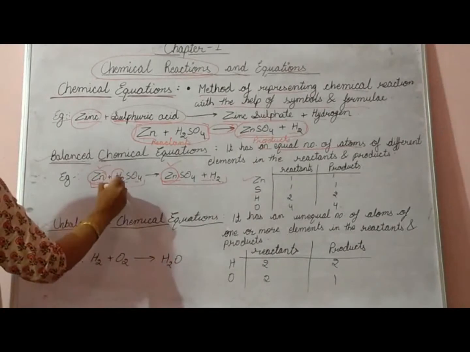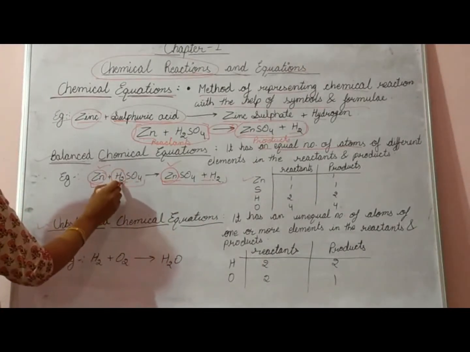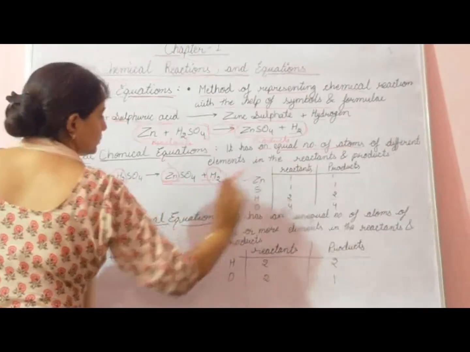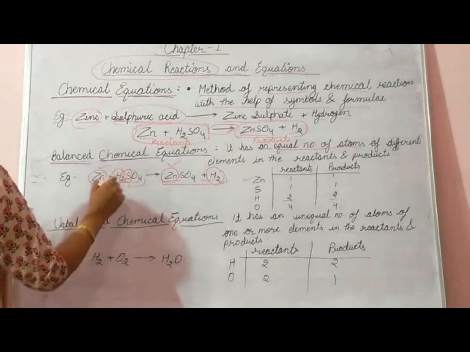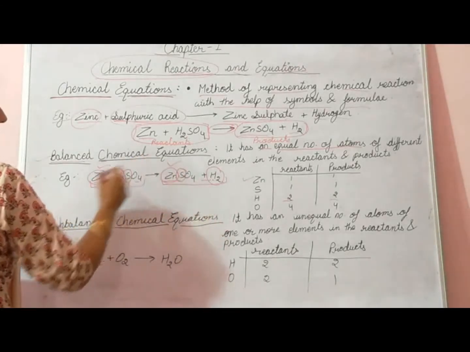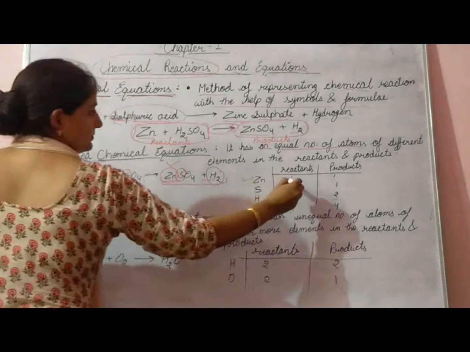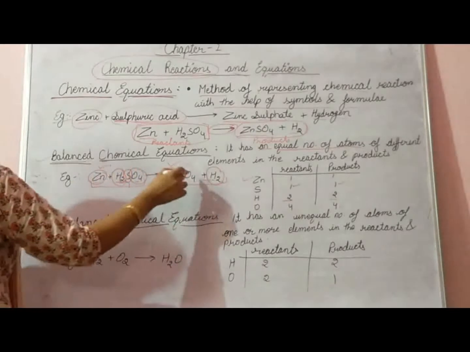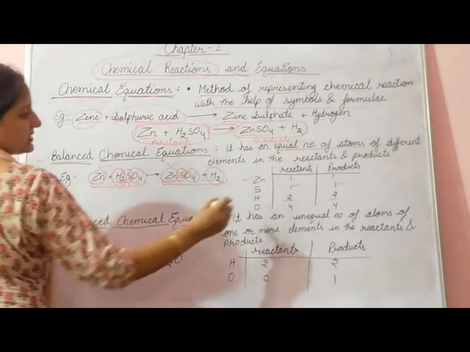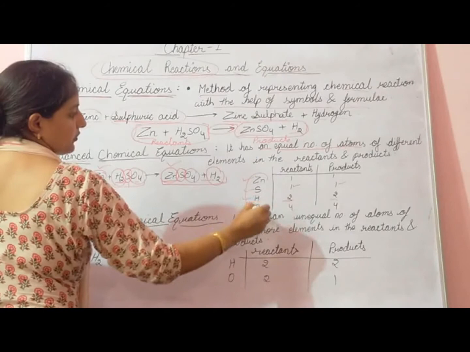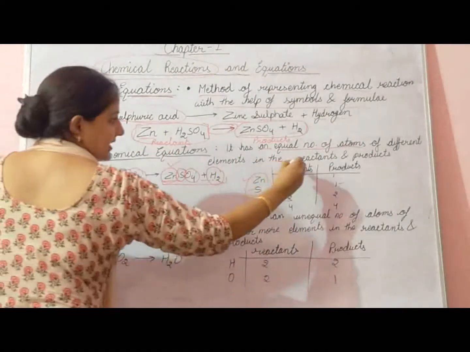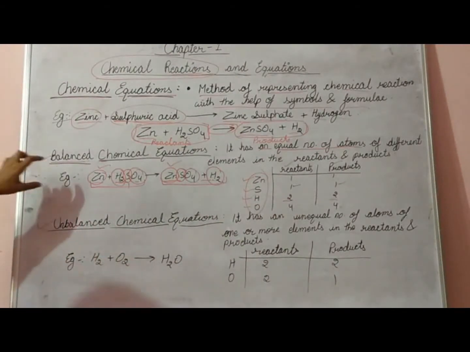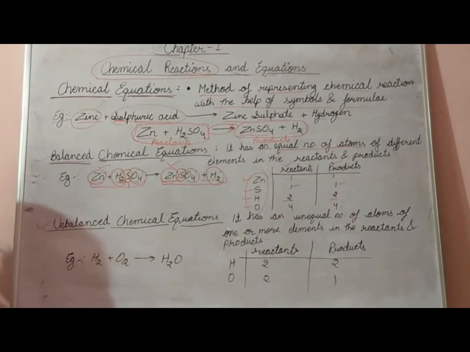Next is hydrogen. It has 2 atoms at the reactant side and 2 atoms at the product side. Then sulfur has 1 atom at the reactant side and 1 at the product side. And the last one, oxygen, has 4 atoms at the reactant side and the same 4 at the product side. So the number of atoms of all these 4 substances at the reactant side and at the product side are the same. So we can say that this equation is balanced.